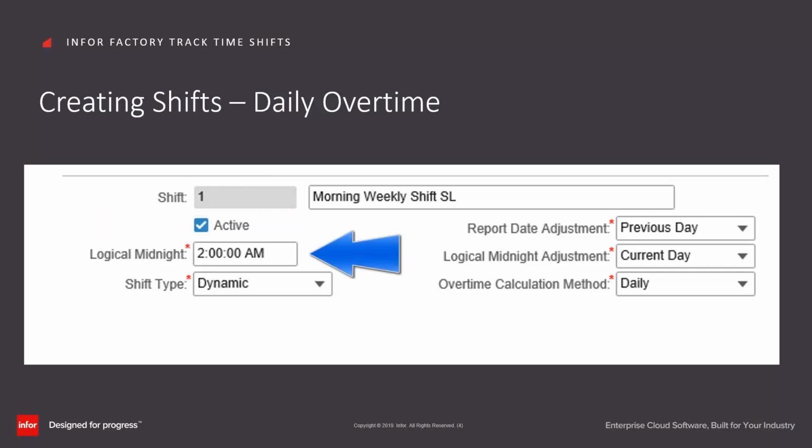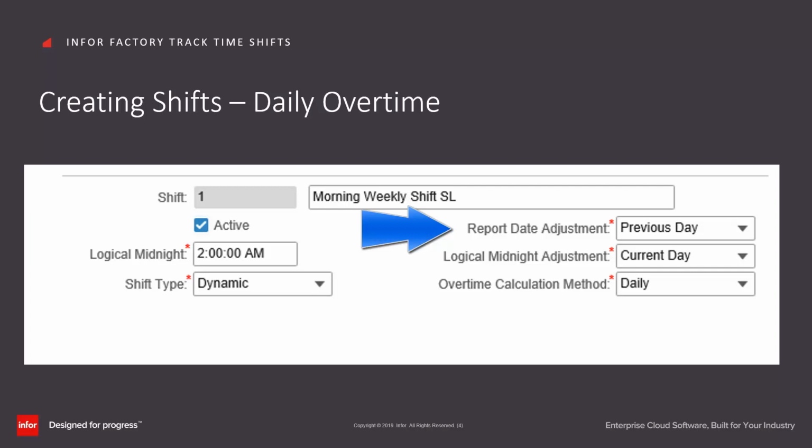Logical midnight is used for shifts that may have hours on 2 separate calendar days. It tells the application when to stop one report date and move on to the next report date. Set the logical midnight at a time when employees assigned to the shift are least likely to be clocked in. A good rule of thumb is to set the logical midnight 12 hours from the midpoint between the shift's start time and end time.